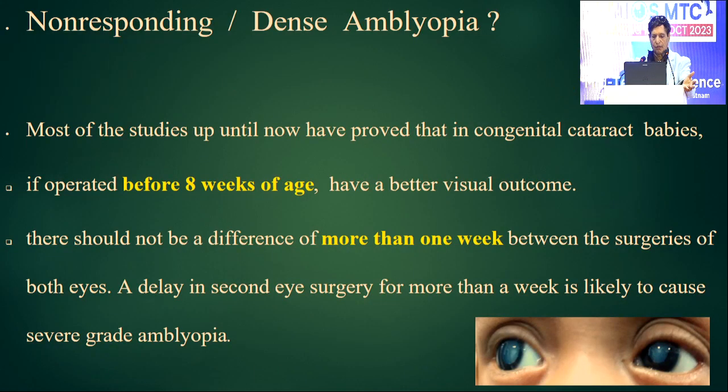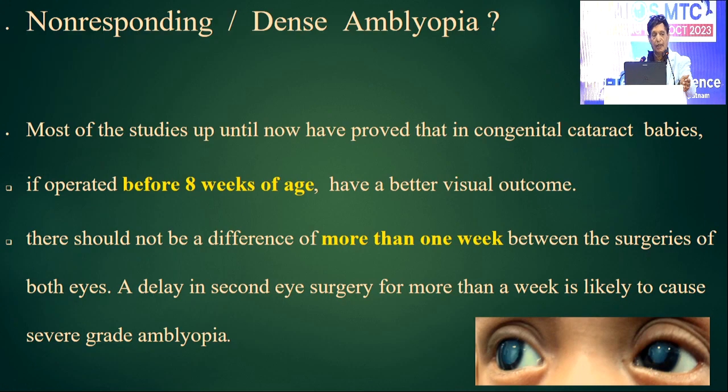Then most of the studies up till now have proved that in congenital cataract babies, if they are operated before 8 weeks of age, this is the age that they have described for performing the surgery, it has a better visual outcome. If you perform the surgery later on, the amblyopia becomes very dense.